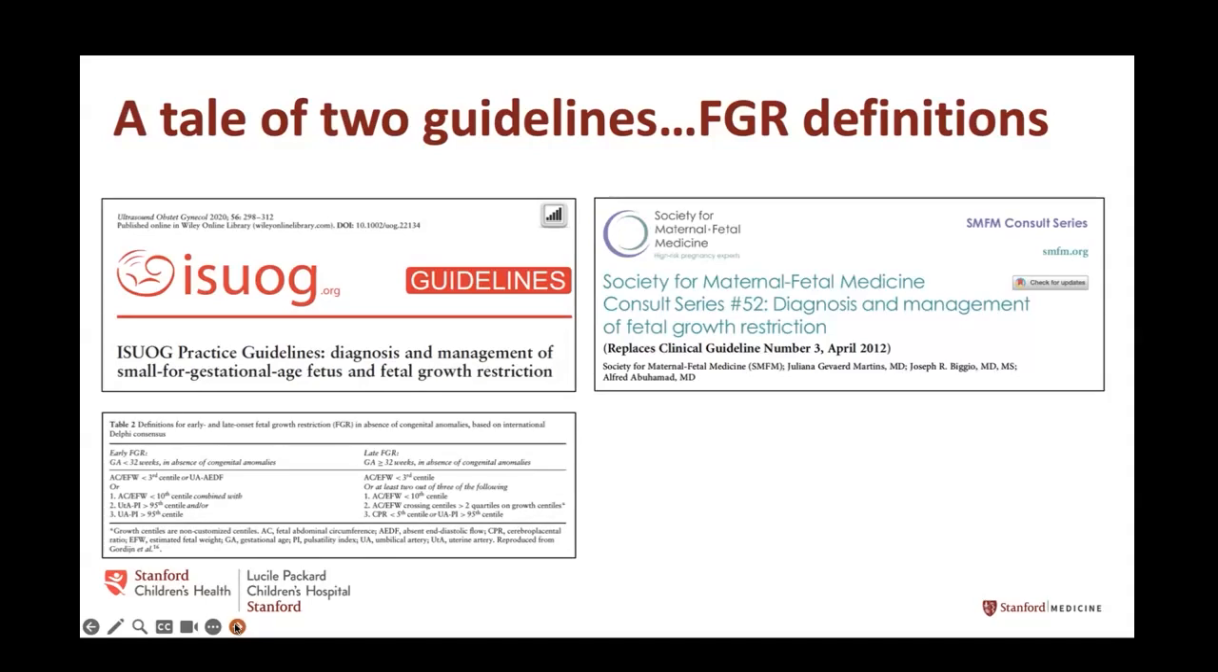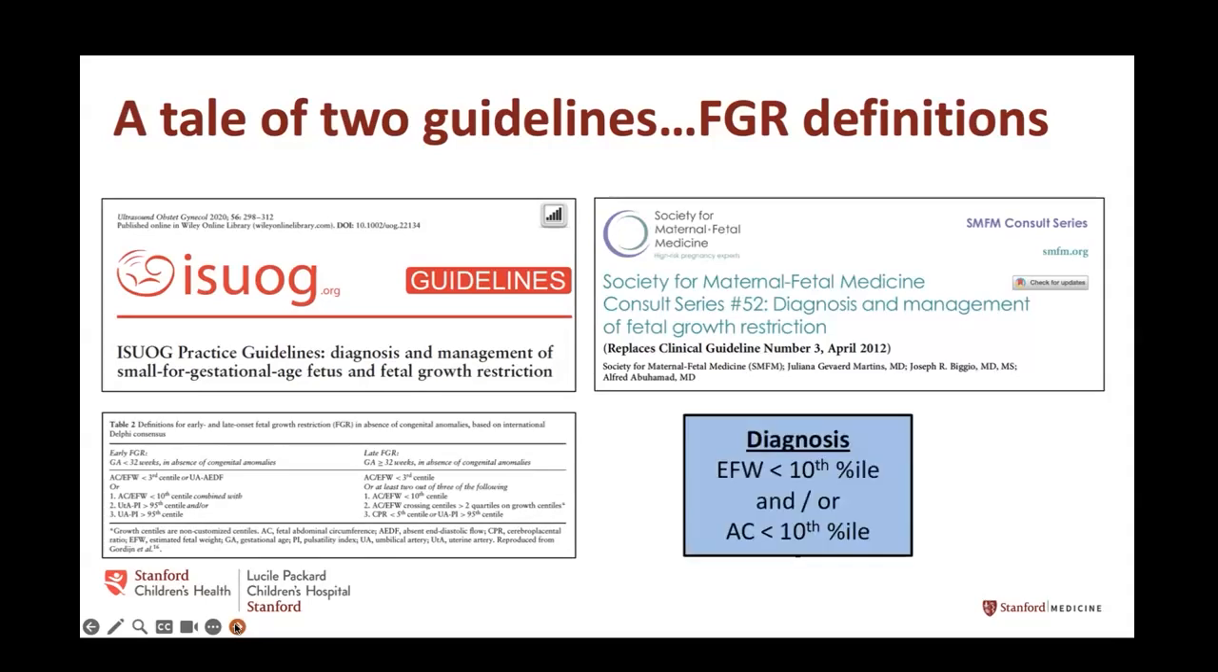And then we look at SMFM, and for them it's simple. Estimated fetal weight less than 10th percentile, or the abdominal circumference less than 10th percentile. No distinguishing by 32 weeks and no incorporation of uterine artery Dopplers or anything else. So really very, very different definitions, very, very different sonographic criteria for making the difference. And so it can get quite confusing depending on where in the world you practice.